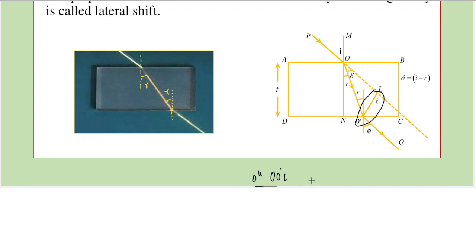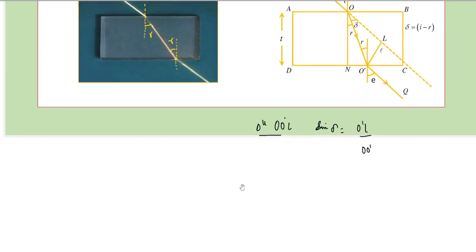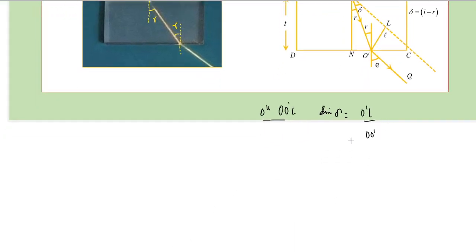From this triangle, sine delta is equal to O dash L by the hypotenuse, which is OO dash. Do remember, we need to find only O dash L. So from here, O dash L would be sine delta into OO dash.